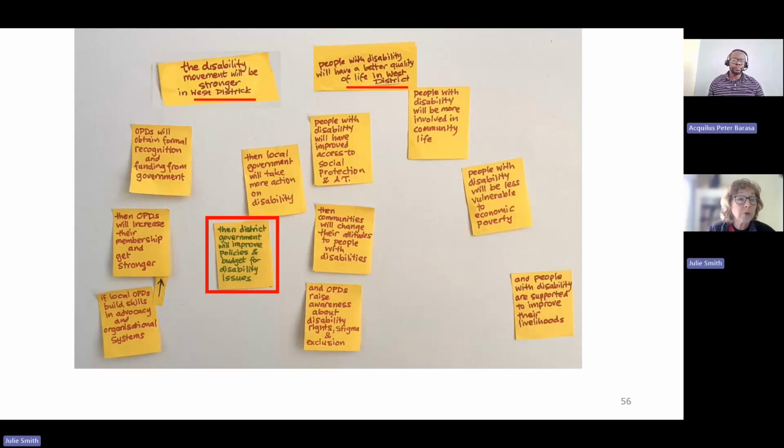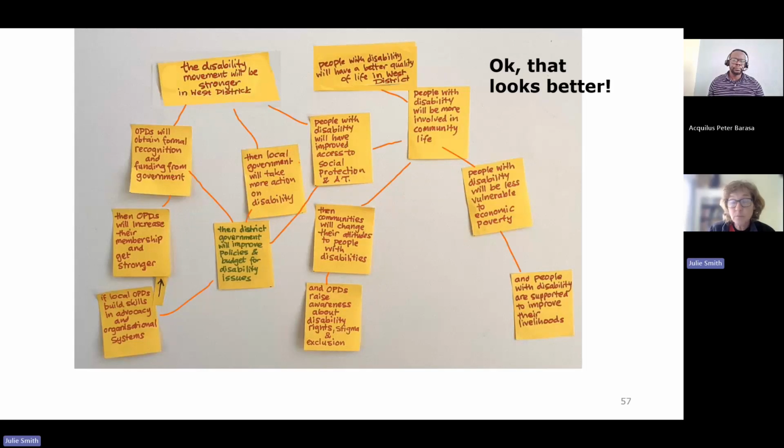Yep. So, okay, that looks a bit better. All right, I'll just take the lines out from now on so it doesn't look too messy.